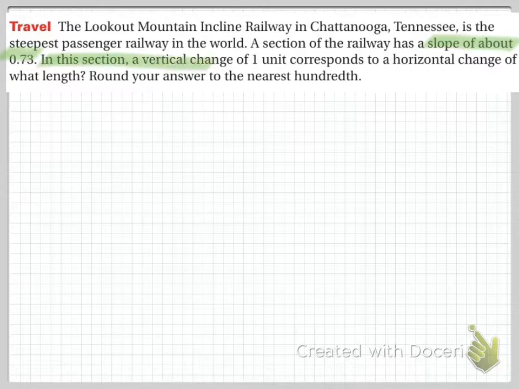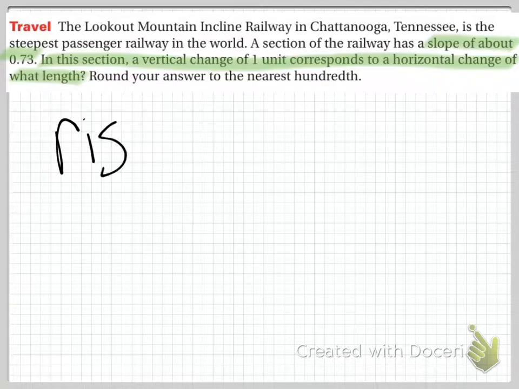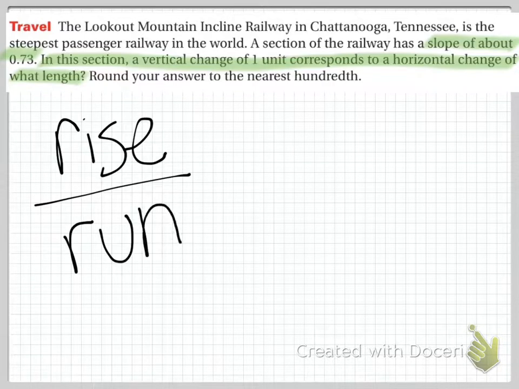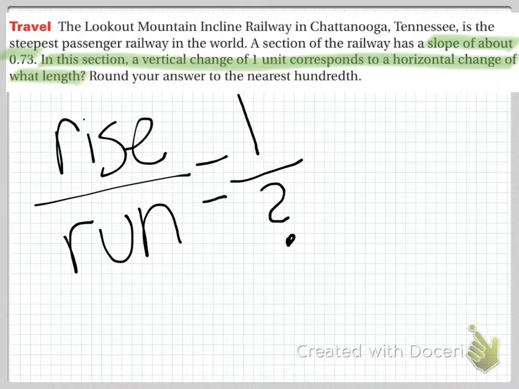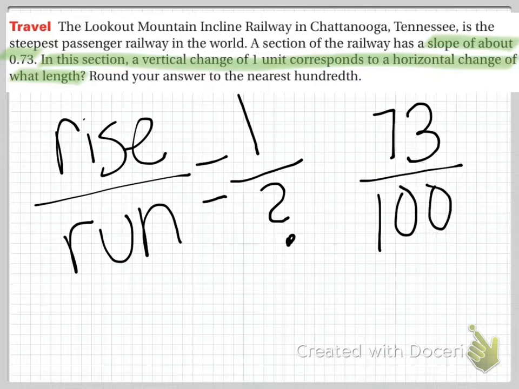Okay, there it is. So remember, you have rise over run. Okay, and it wants to know what a vertical change of 1 corresponds with what length. So it wants to know if you have 1 on top, what's your run? Okay. Well, we know it's 0.73, so that's 73 hundredths. So I'm going to put 73 over 100, and then I need to reduce that down till I have a 1 on top. So for every 73 up, it's going to go over 100. Well, what happens if it went up 1?